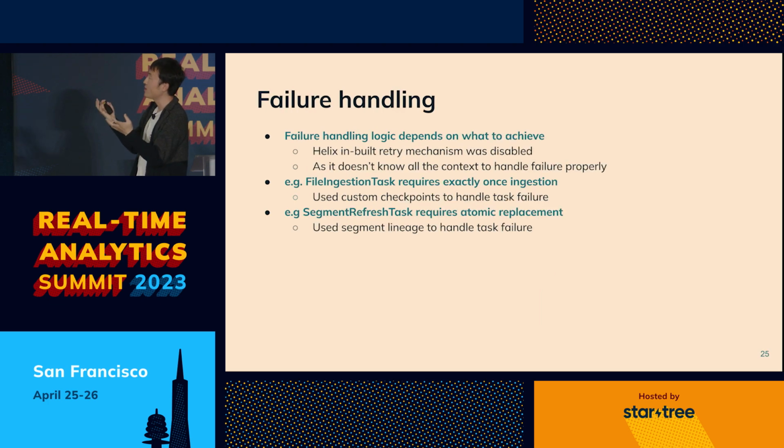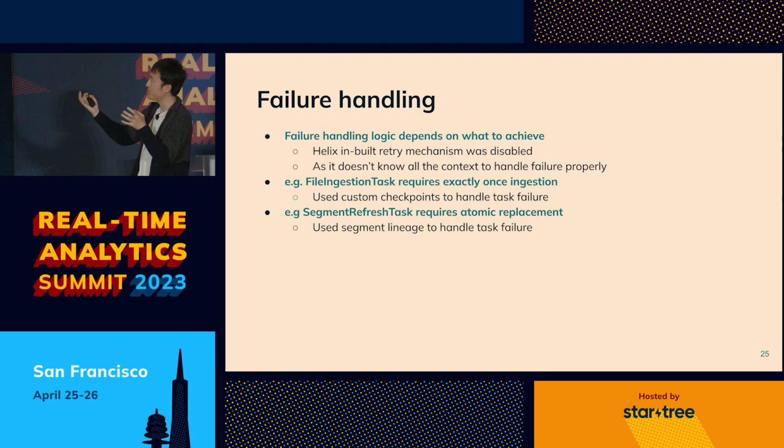But you will get some failures sometimes in the task executor. And this is where you need to think about how to do failure handling. Even though Helix provides this inbuilt retry mechanism, sometimes for proper failure handling you need to access extra context which is not available to the Helix framework itself. An example here is in the file ingestion task, where we keep checkpoint information inside Zookeeper. This checkpoint information is a mapping between the input files and the generated segments already inside the Pinot table.